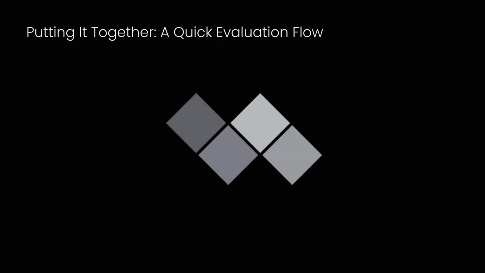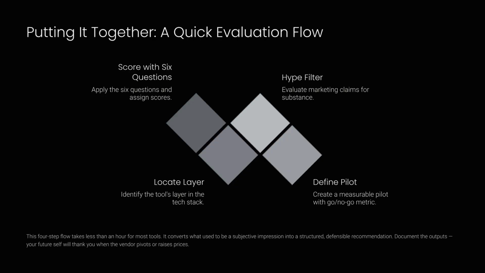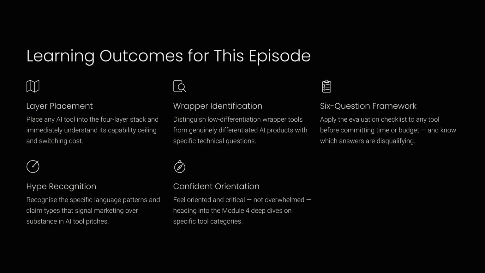In conclusion, follow this simple evaluation flow. Locate the layer, apply the 6 questions, filter the hype, and define your pilot with a clear go or no-go metric. This takes less than an hour, but it will save you weeks of wasted effort and budget. Thanks for watching. This episode concludes by outlining our primary learning outcomes.